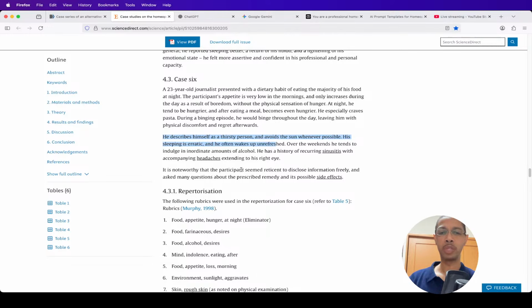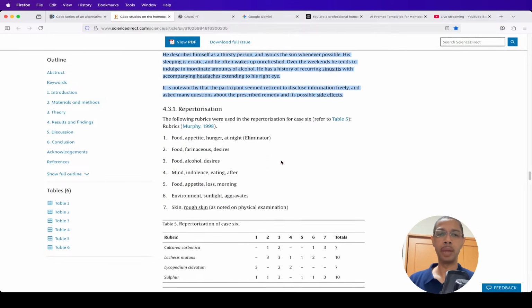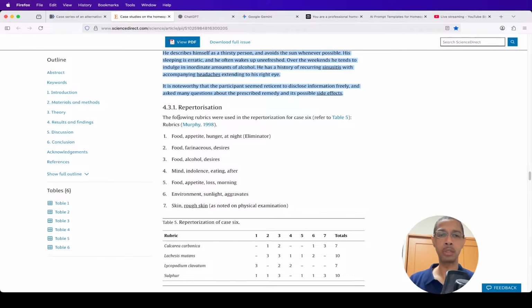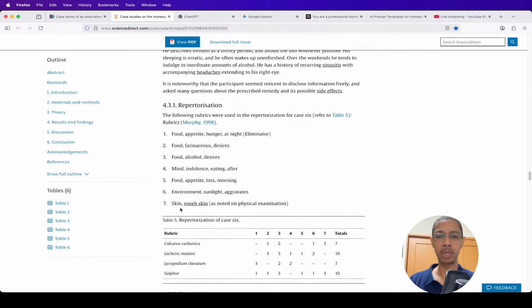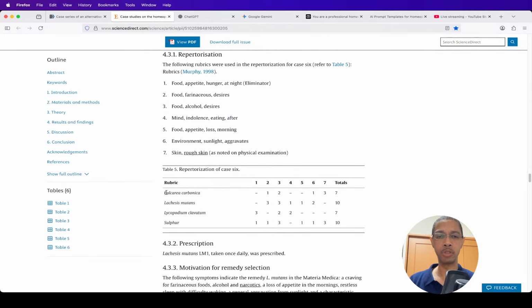It is noteworthy that the participant seemed reticent to disclose information freely and asked many questions about the prescribed remedy and its possible side effects. So again, another pretty detailed case here. And then these are rubrics that they looked at for repertorization: food, mind, environment, skin, and they were choosing between Carb, Lachesis, Lycopodium, and Sulfur, and ultimately chose Lachesis LM1 to prescribe.